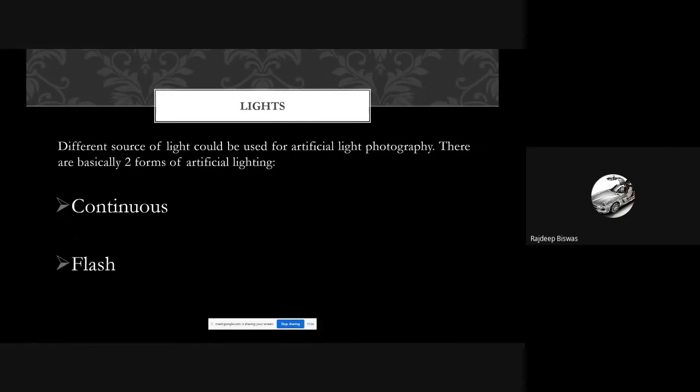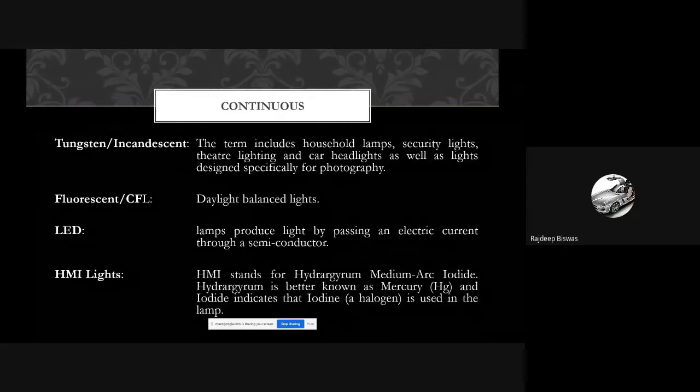Okay, lights. It's basically just two forms. One is continuous and another is flash. Just a few names have been given here. Tungsten incandescent. It's generally the household lamps, or theater lighting, or car headlights, and simply those. The fluorescent or CFL, as the name suggests, these are daylight balanced lights. LEDs, which we use these days.